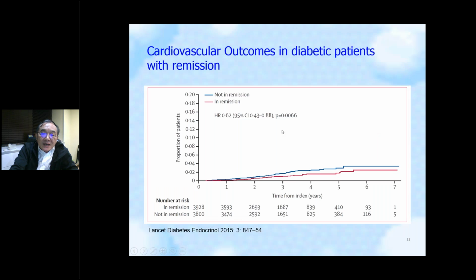So this kind of cardiovascular disease outcome is associated with glycemia control. This figure shows that if diabetes is better controlled, in remission, then you will reduce the cardiovascular risk in this group of patients. So in morbidly obese patients, if they are associated with diabetes, the risk of CVD will increase. However, if we can provide better glycemia control, we can reduce the risk again.